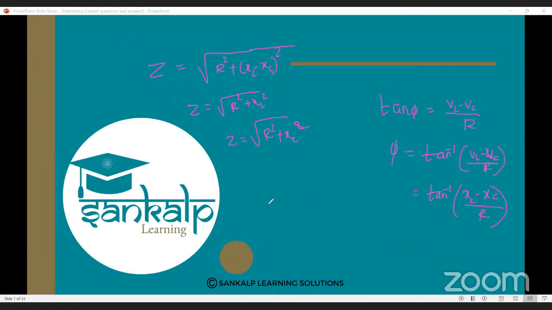Then the power factor comes. For the power factor, the expression is given by cos phi is equal to R divided by Z, we take. Cos phi is equal to R divided by Z.